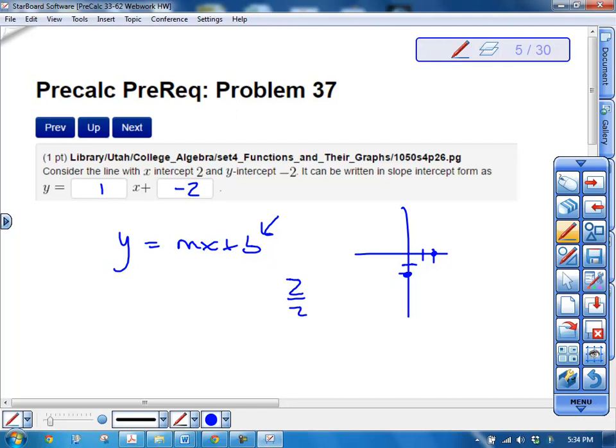There's other ways to do it. I mean, you could, obviously this is the point 2, 0. And this is the point 0, negative 2. So you had 2 points, so you can calculate slope with a slope formula, and then use one of the points in point-slope form, rearrange it to get it into this. There's a bunch of different ways to do it.